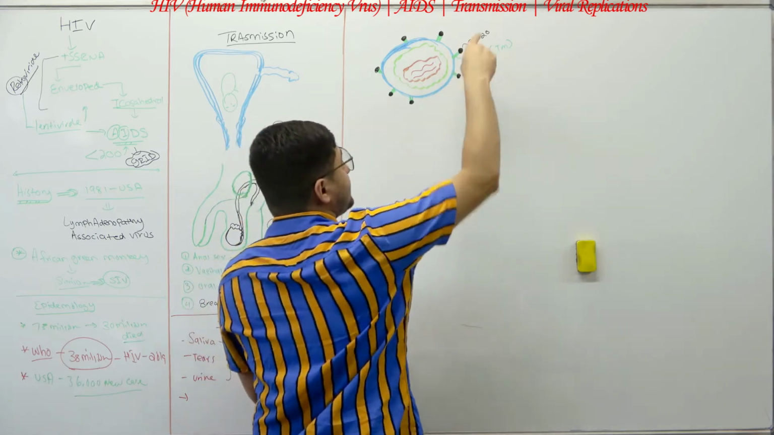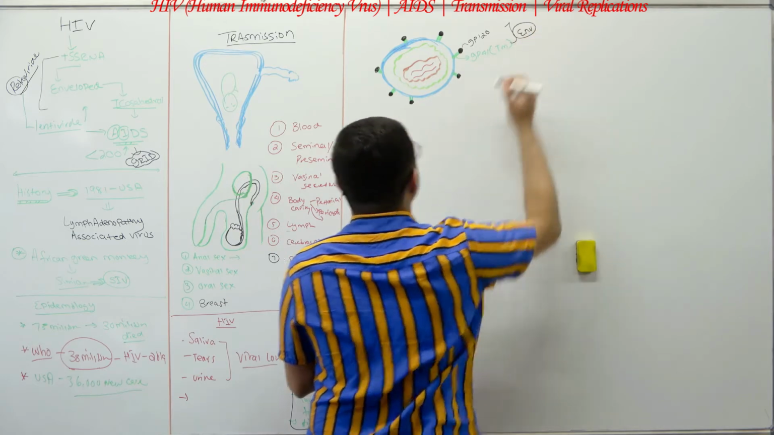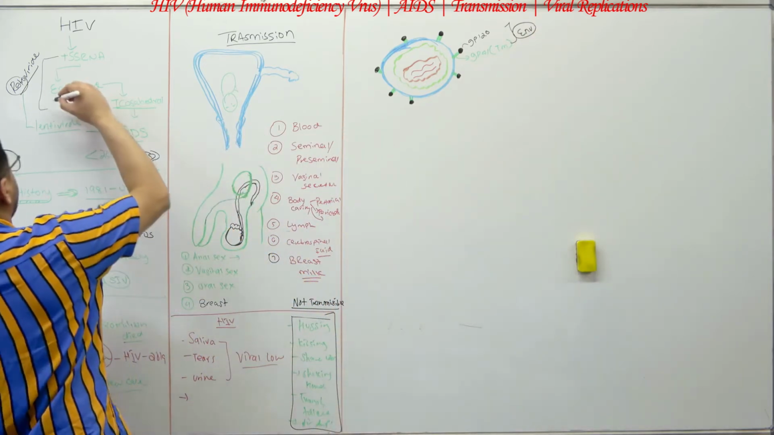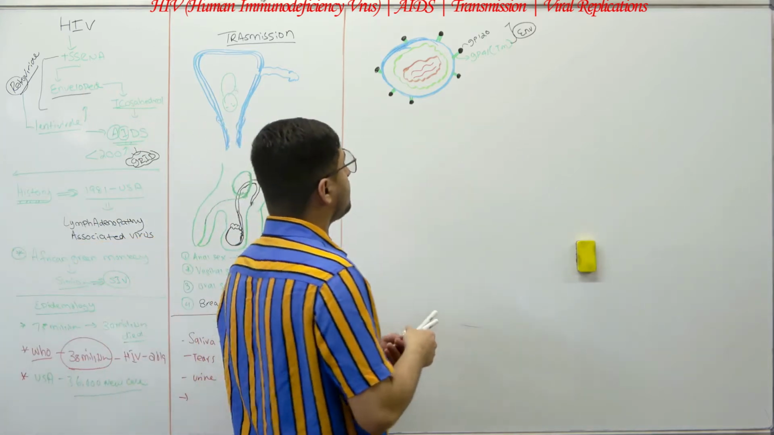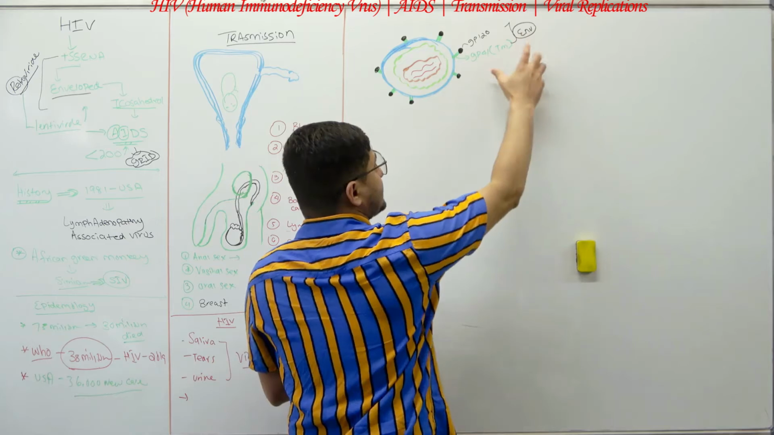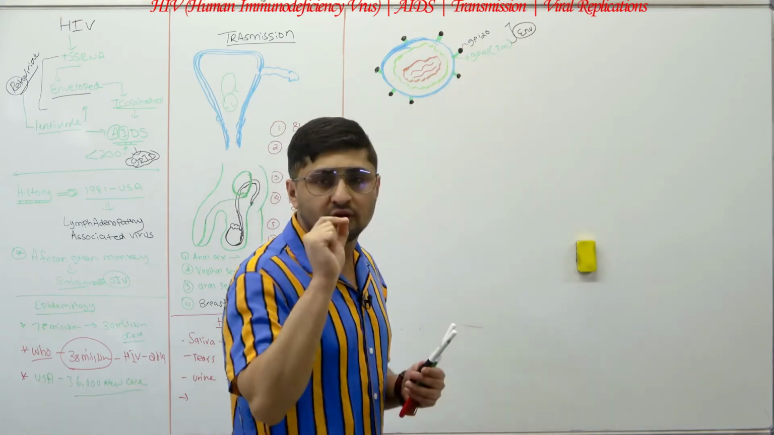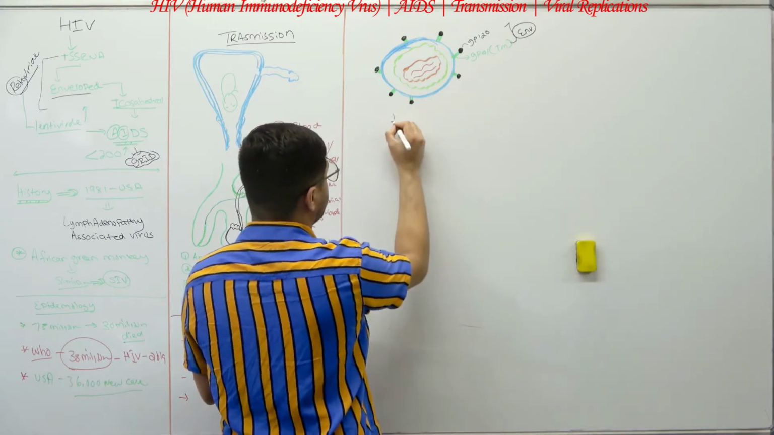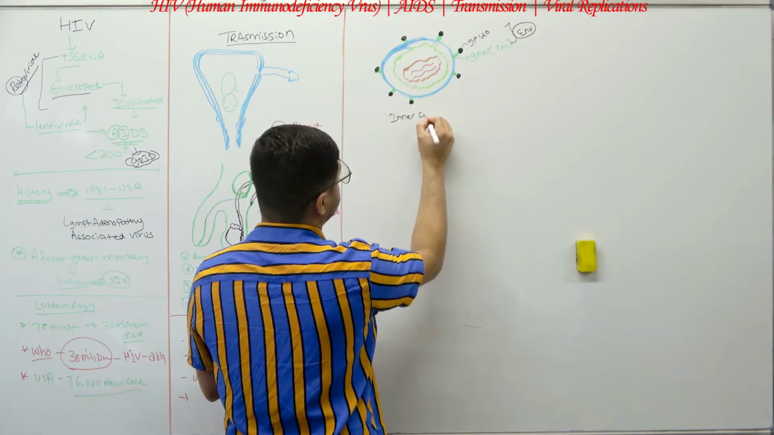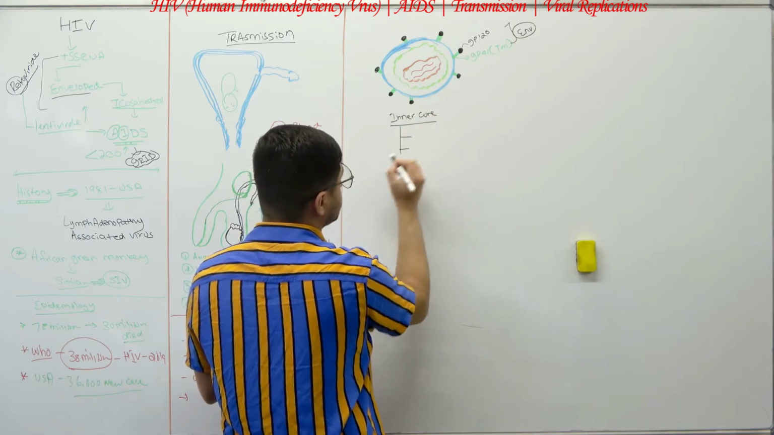Now, these are basically envelope proteins, all right? Remember how we said that this is an enveloped virus, right? So HIV has envelope proteins, and then it also has the core protein. We call them inner core proteins. Let's just write it down here, okay? So inner core proteins, right? And the inner core proteins have two layers, okay?